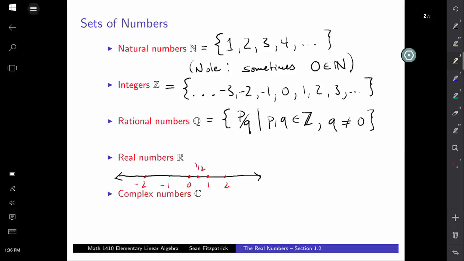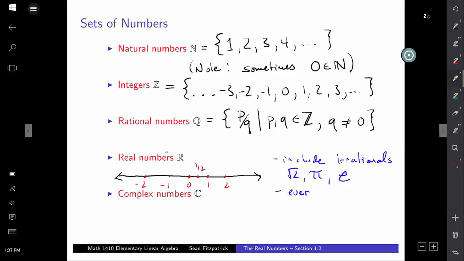But the real numbers also include the irrational numbers. So the irrational numbers include things like the square root of 2, maybe pi, Euler's number e, the base of the natural logarithm. Basically, every possible decimal expansion is included in the real number system.